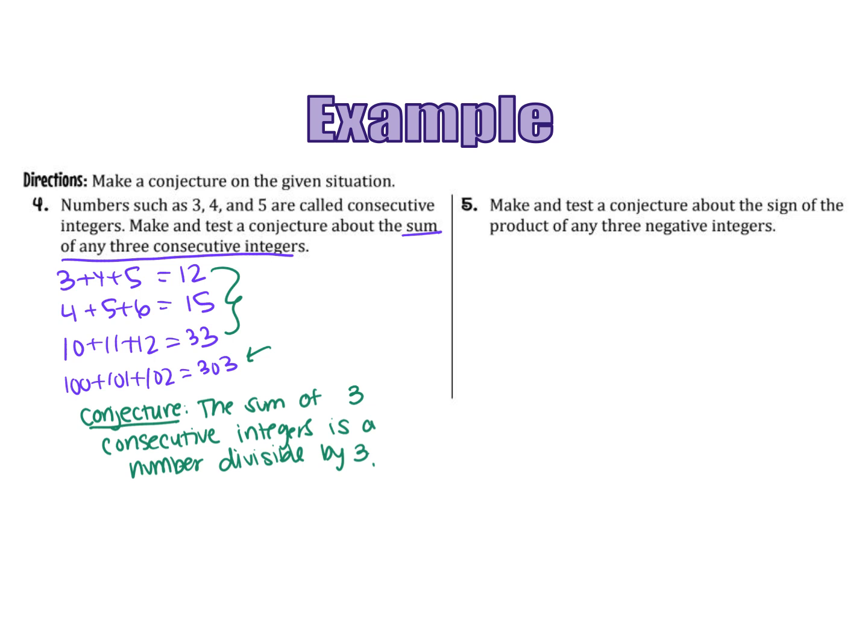Why don't you go ahead and pause the video and try to come up with a conjecture for number 5 about the product of any 3 negative integers, and then unpause the video and see how you did.